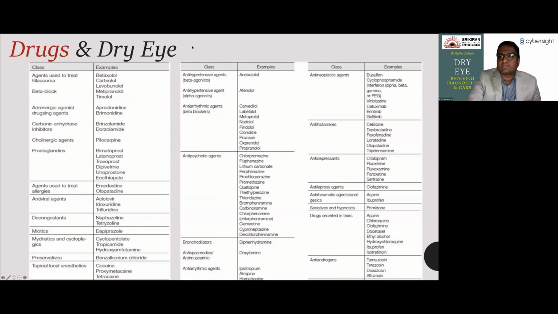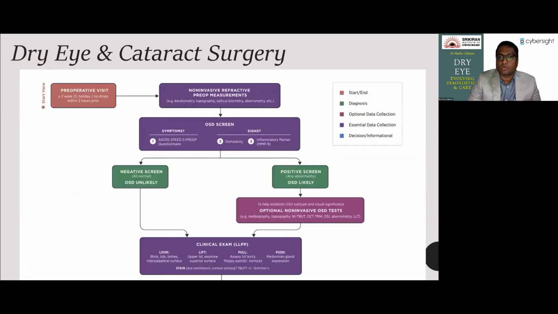They have asked me the relation between drugs and dry eye. All your glaucoma drugs can cause dry eye. All your anti-allergics can cause dry eye. Decongestants like naphazoline can cause dry eye. Antivirals can cause dry eye. Preservatives like BAK can cause dry eye. Your dilating drops and anesthetic drops, when abused, can also cause dry eye. When coming to systemic drugs, mostly antipsychotic drugs and antihistaminics are the most common, followed by sedatives and drugs that are secreted in tears like clofazimine and hydroxychloroquine.